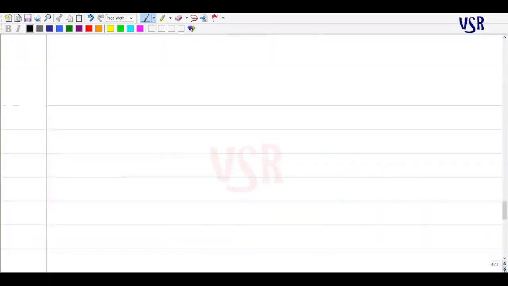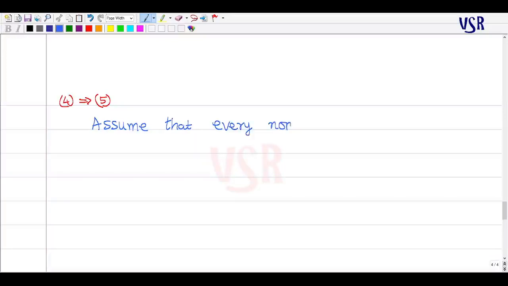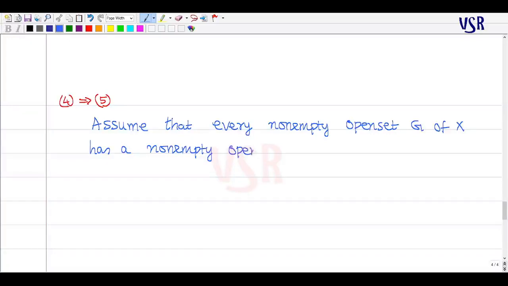Now 4 implies 5. Okay, now 4 implies 5. Here we say: assume that every non-empty open set G of capital X has a non-empty open subset U of G such that U intersection with A is equal to empty.